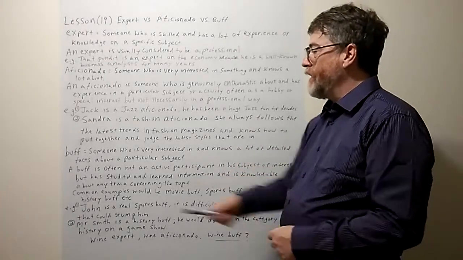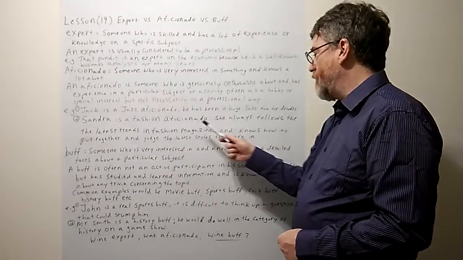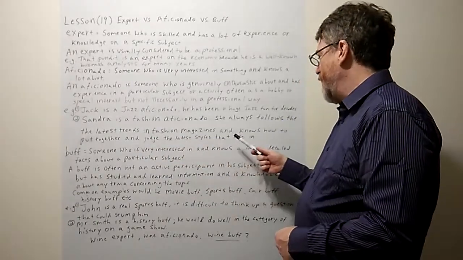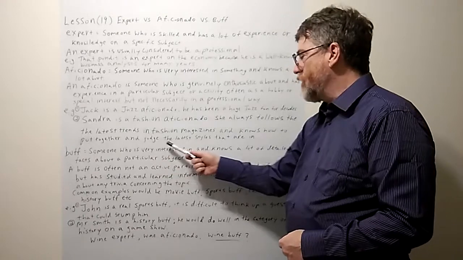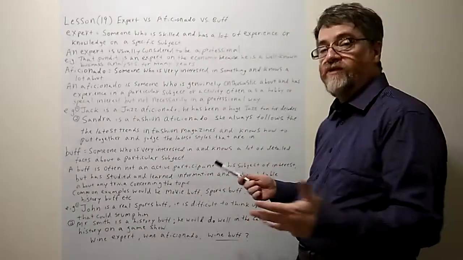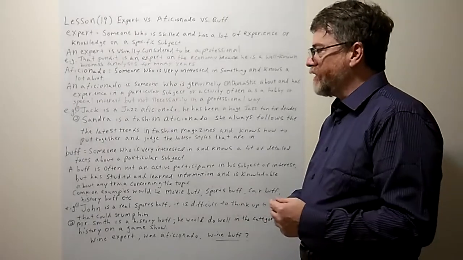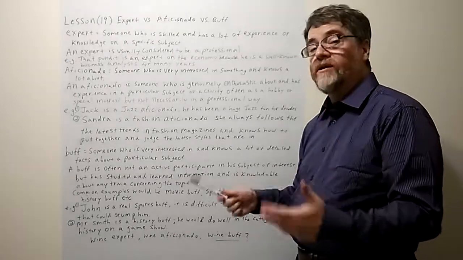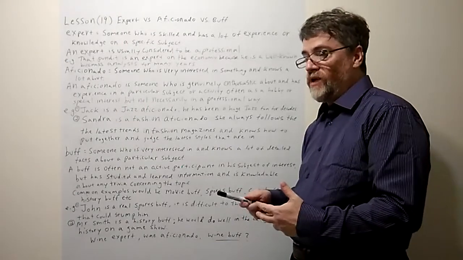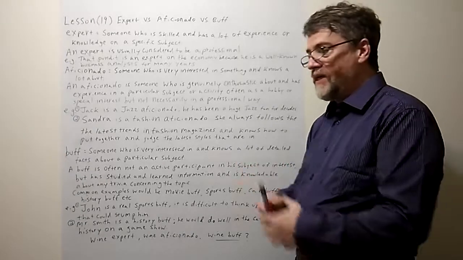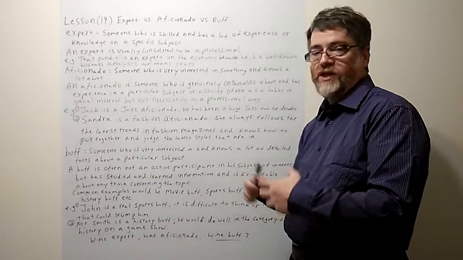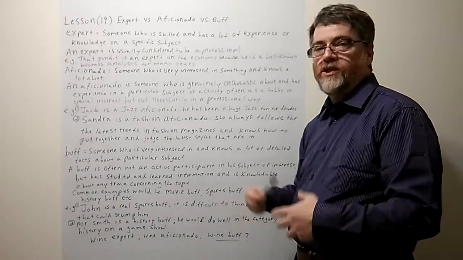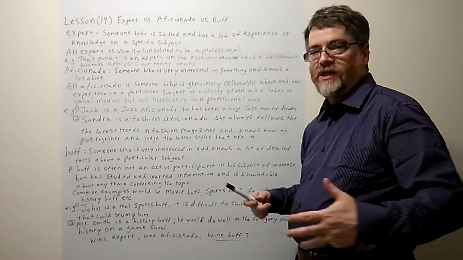All right, let's take a look at the next one. Sandra is a fashion aficionado. She always follows the latest trends in fashion magazines and knows how to put together and judge the latest styles that are in, meaning in fashion. Again, this might just be her hobby or a very strong interest. She has learned a lot about it, over experience of reading fashion magazines or maybe watching fashion shows, people on the catwalk. Maybe she knows a lot of the designers, and she's probably really into dressing in the latest fashion, the latest styles herself.